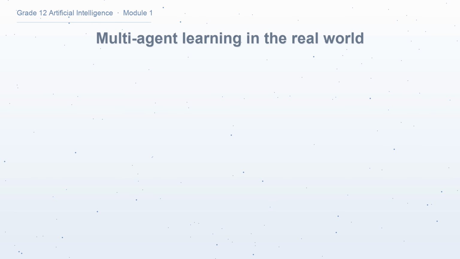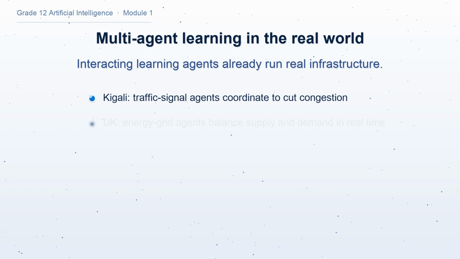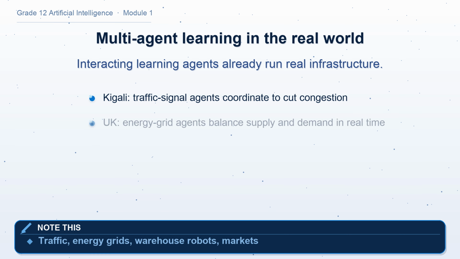These ideas are not only theory, they already run real systems. In Kigali, reinforcement learning agents can control traffic signals at neighboring junctions, coordinating their timings to ease congestion across the city. In the United Kingdom, software agents help balance the energy grid, matching electricity supply to demand from moment to moment.